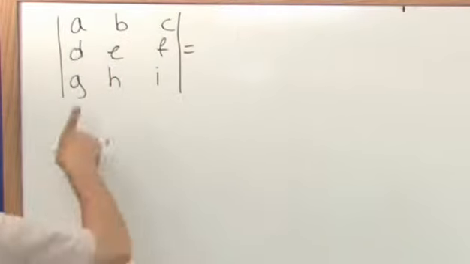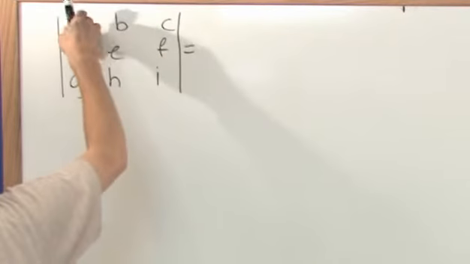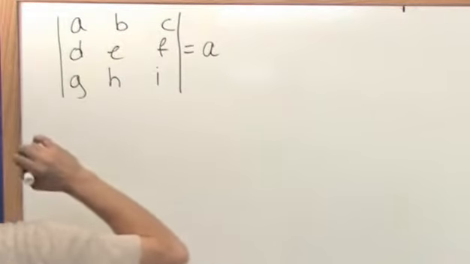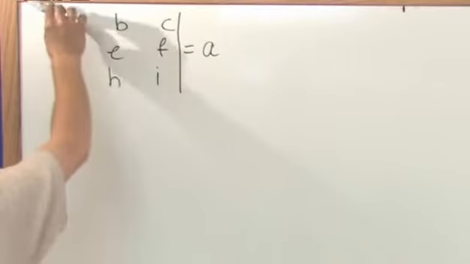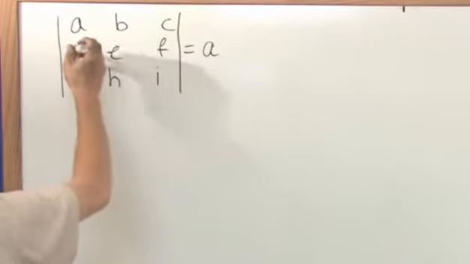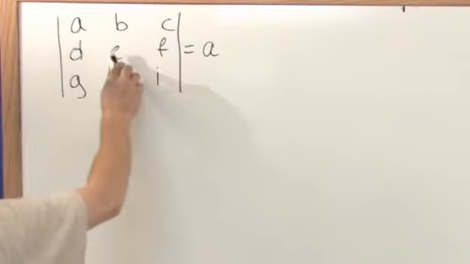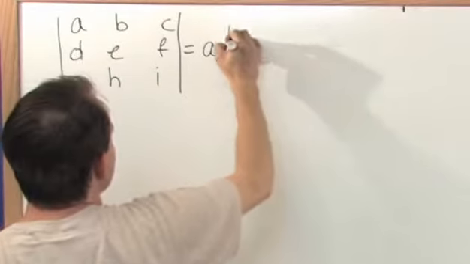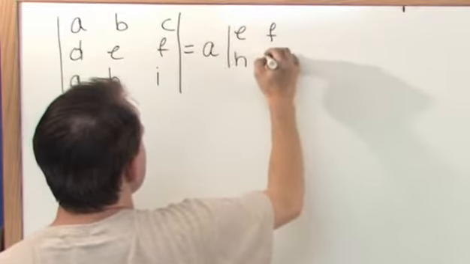Okay? First thing you do is you have to go row by row. Okay? So what I want you to do is put an A down. We're going to get the hang of this by example. Okay? Because we wrote the letter A down, I want you to mark out this column and this row because A is in both of those. So we're marking out this and this. So it's A times the determinant of whatever is left over here. So it's the determinant of E, F, H, I.